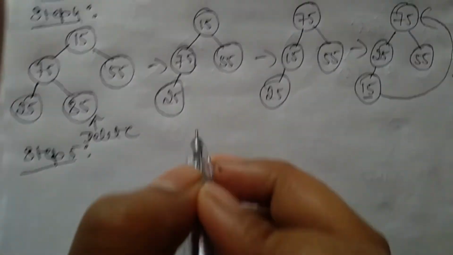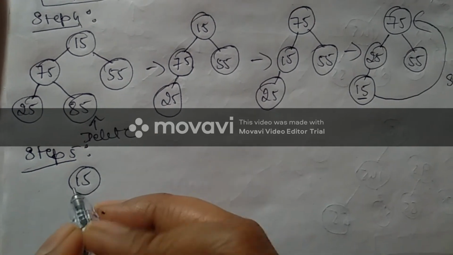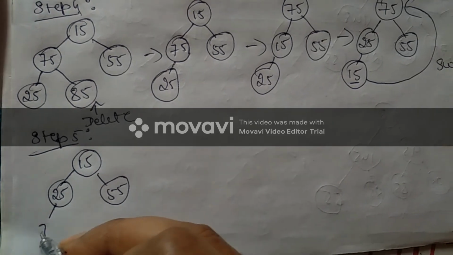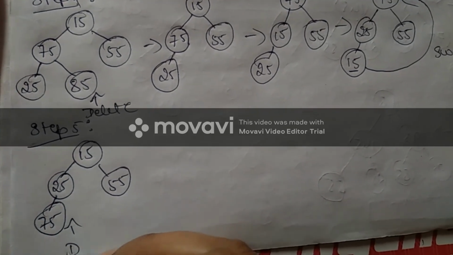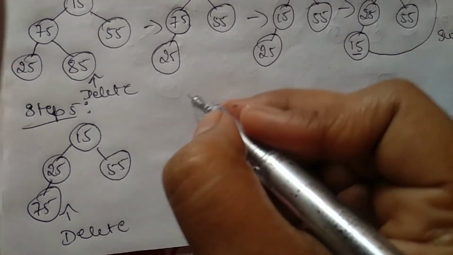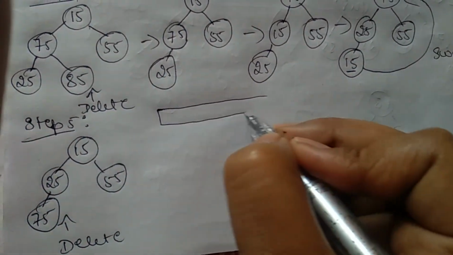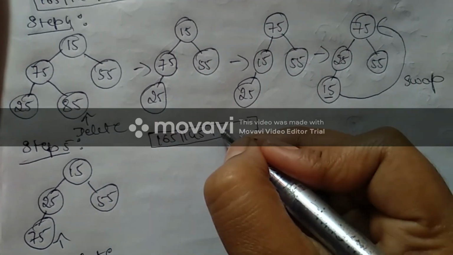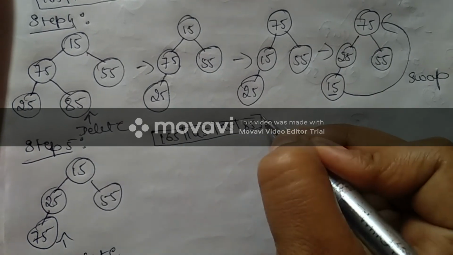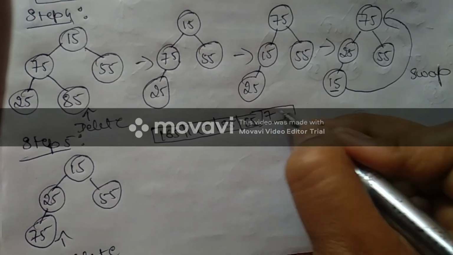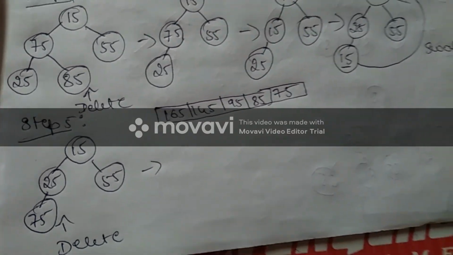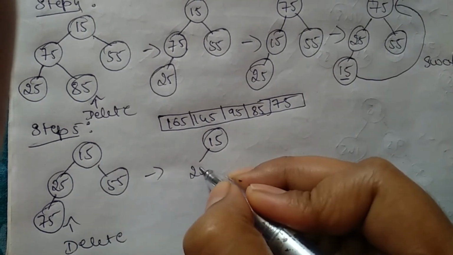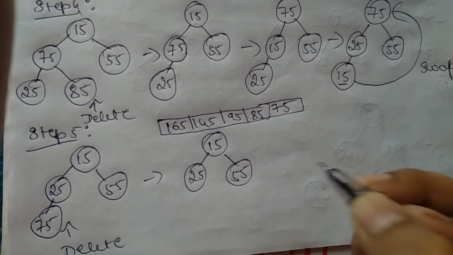step 5. I'm swapping 15 and 75. So 25 and 55 will remain as it is. In place of 15, 75 will come. Delete this. After deleting, what will you get? Already 165 is present, 145 is present, 95 is present, 85 is present. Along with this, 75 also will go. After deletion, 15, 25, 55 is left.